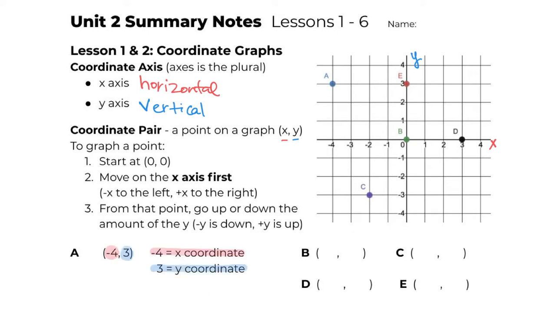So to write the coordinates of the remaining points, B, C, D, and E. Looking for B, you can find that right here. That's at the center, at the intersection of the x and y axes. And that's our origin. That's at 0, 0.